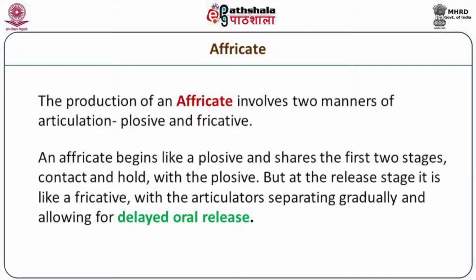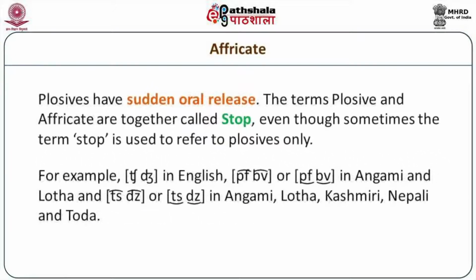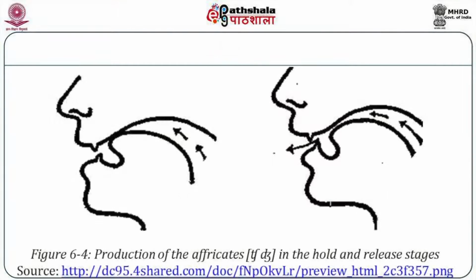When they are released, the articulators do not separate suddenly as for plosives like p, b, but they separate slowly, so that when they separate, the sounds produced are like fricatives. For example, ts, z, ch, j, etc. So that is why the affricates are also called stops, and affricates, plosives and fricatives make one type of sound, namely obstruent sounds. Let's take a look at the figure for the production of affricates.